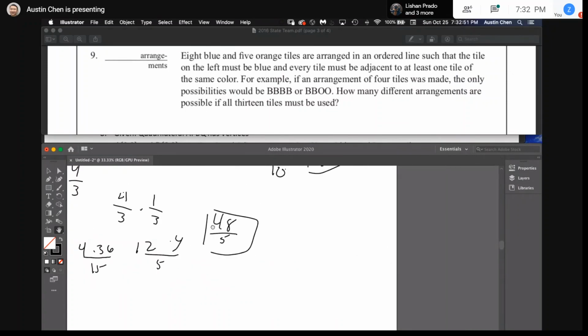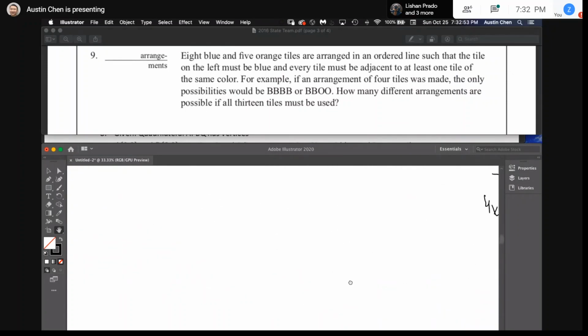8 blue and 5 orange tiles are arranged in an ordered line such that the tile on the left must be blue and every tile must be adjacent to at least one tile of the same color. For example, if an arrangement of 4 tiles was made, the only possibilities would be those. How many arrangements are possible if all 13 tiles must be used?